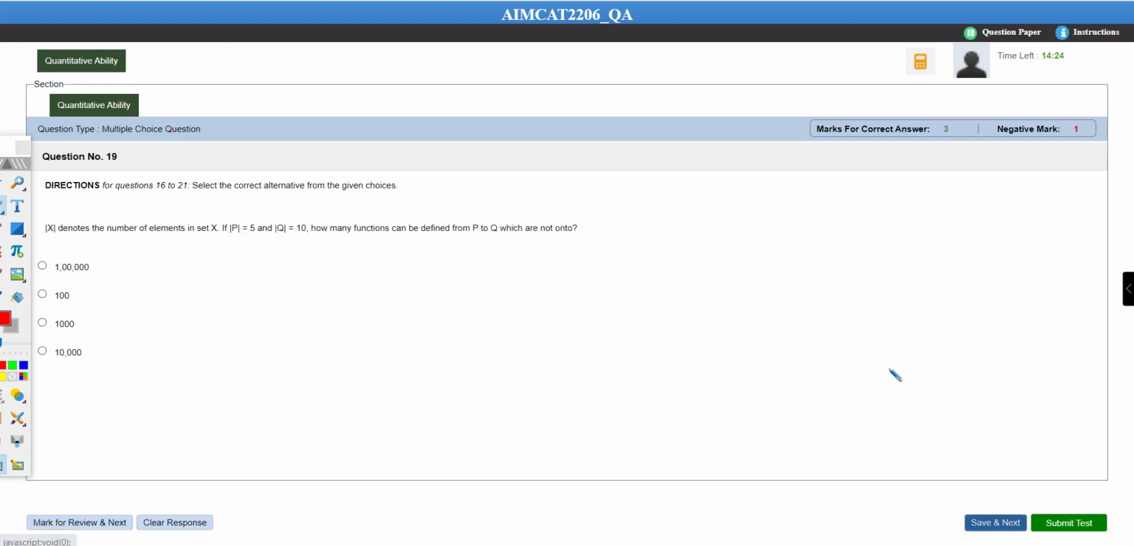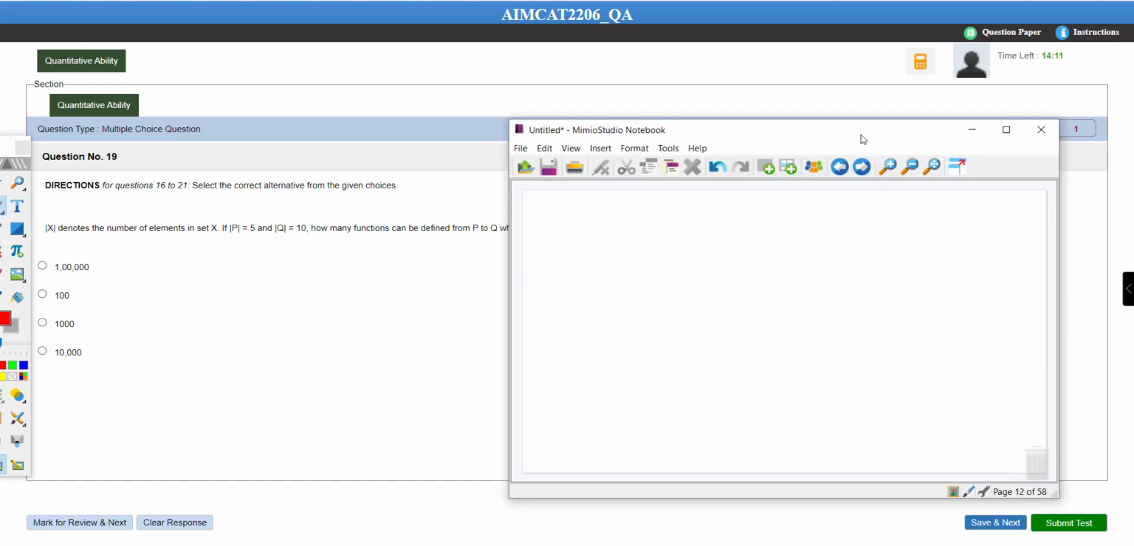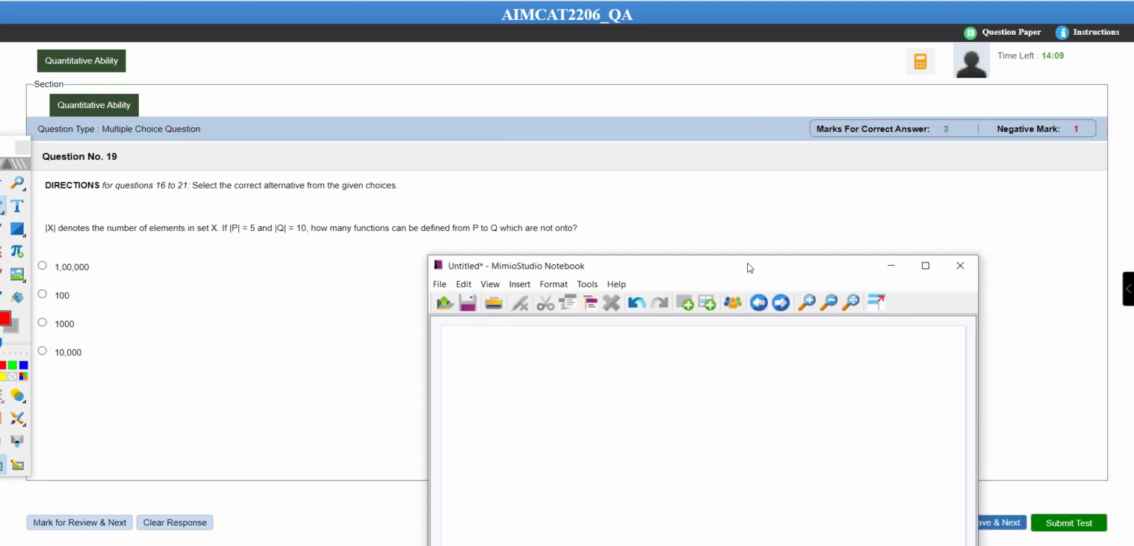Okay, after that, this is what: mod of x denotes the number of elements in set x. Mod of p is 5, mod of q is 12. How many not onto functions? Okay, look here. So this is also an easy function question. Mod means number of elements, so mod of p means the number of elements in set p is equal to 5, and the number of elements in set q is equal to 10.